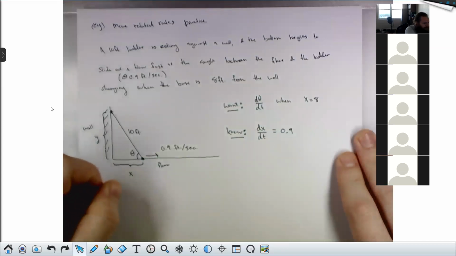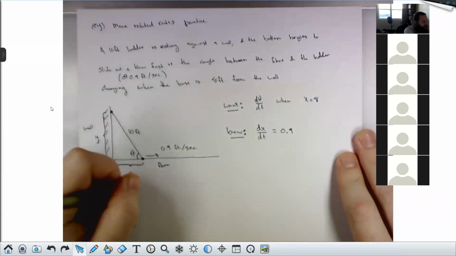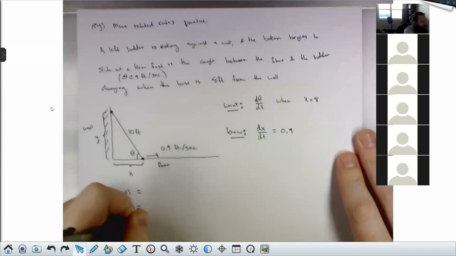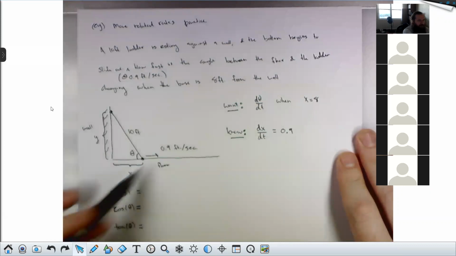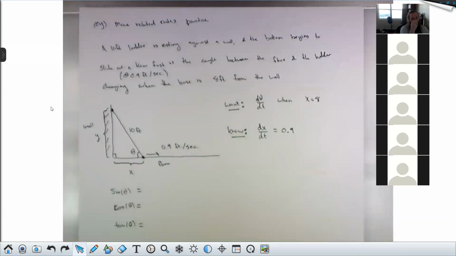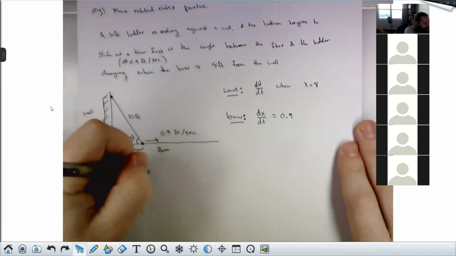I can write down the sine of theta, the cosine of theta, the tangent of theta. What are these in terms of my picture up here? Let's start with sine theta. If I'm looking at this triangle here, which is a right triangle, right, walls meet the floor at 90 degrees. What is the sine of theta? y/10. Good, right? It's the opposite over the hypotenuse. So this is y/10.